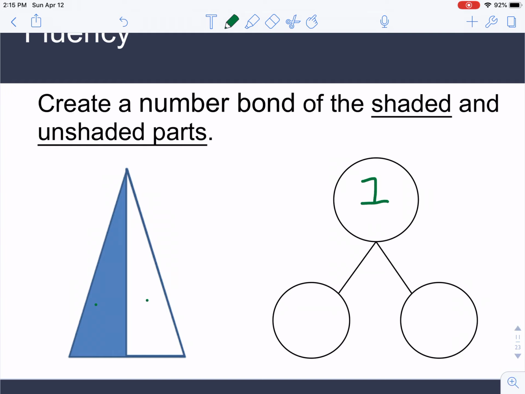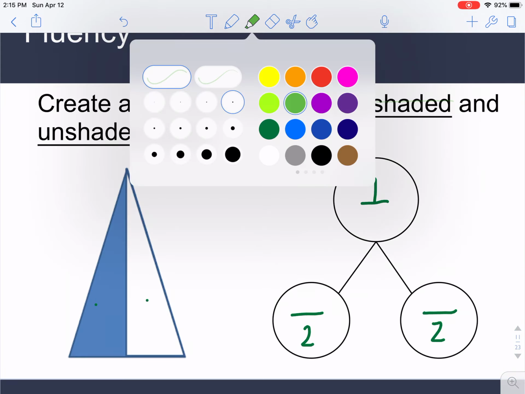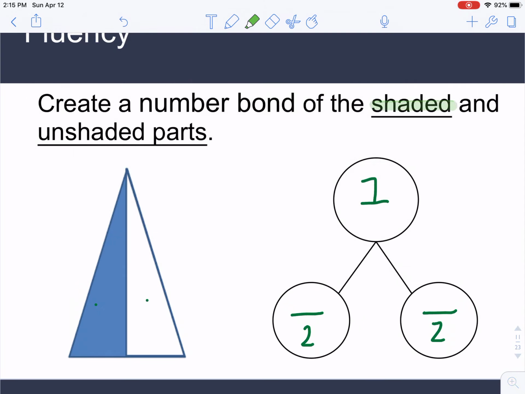Now we need to create a number bond of the shaded and the unshaded parts. Let's start with shaded. We know that we have 2 equal parts, so that will be our denominator for both. But our numerator is going to represent the shaded. Well, we have 1 equal part that is shaded, and for unshaded parts, we have 1 equal part that is unshaded. So we know that 1/2 is shaded and 1/2 is unshaded, and this gives us our 1 whole.